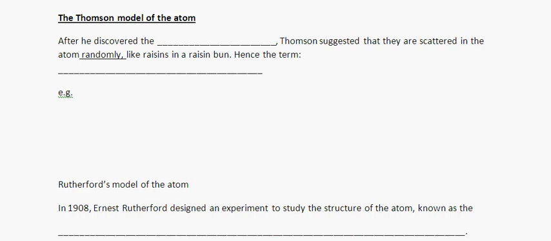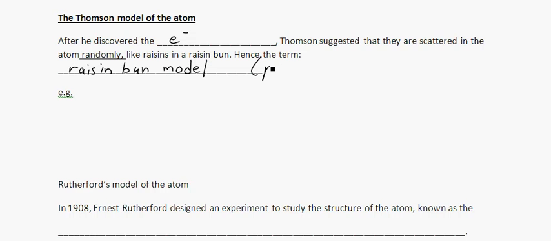Okay, the Thompson model of the atom. Recall, Thompson is the scientist that discovered the electron. He suggested that the electrons are scattered in the atom randomly, like raisins in a raisin bun. Well, that's not actually how he termed it, but the term we sometimes use in North America for the Thompson model is the raisin bun model.